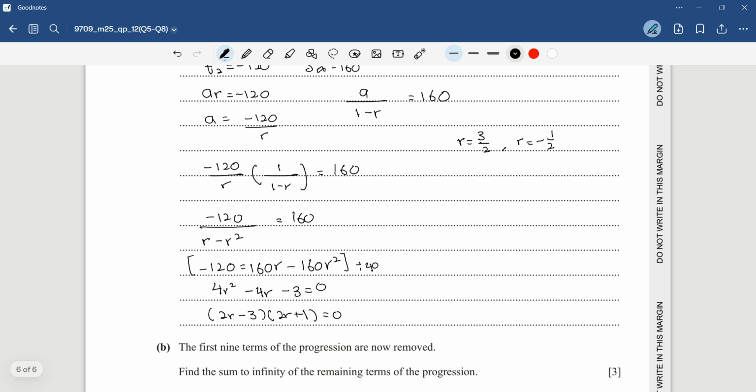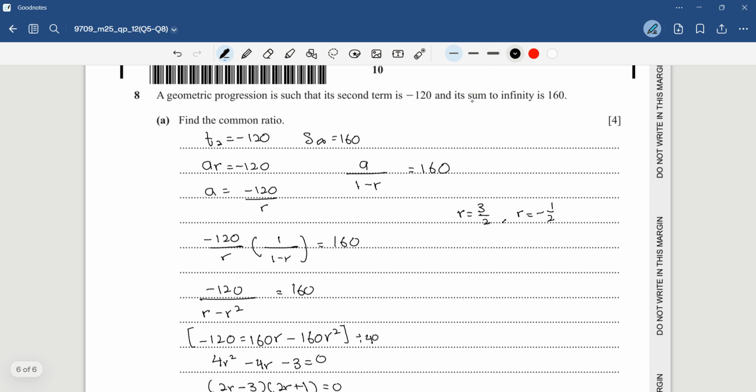Okay, and since here there is a sum to infinity, when this word is there, which means your modulus r must be less than 1, which implies that it must be from negative 1 to 1. So your r, this one is rejected. Therefore, my final answer, my r equal to negative 1 over 2. Okay, you only use r equal to negative 1 over 2.